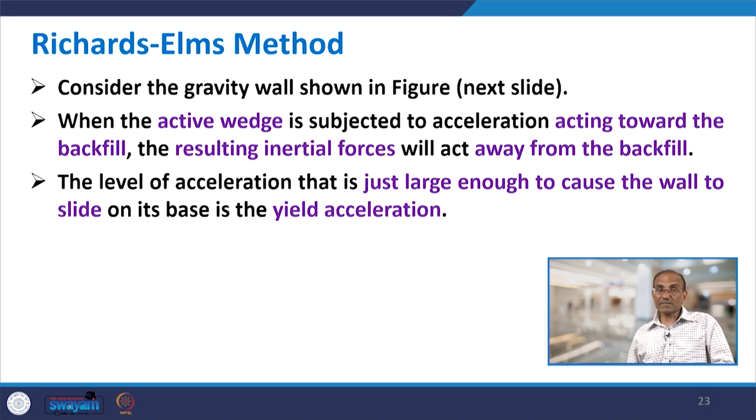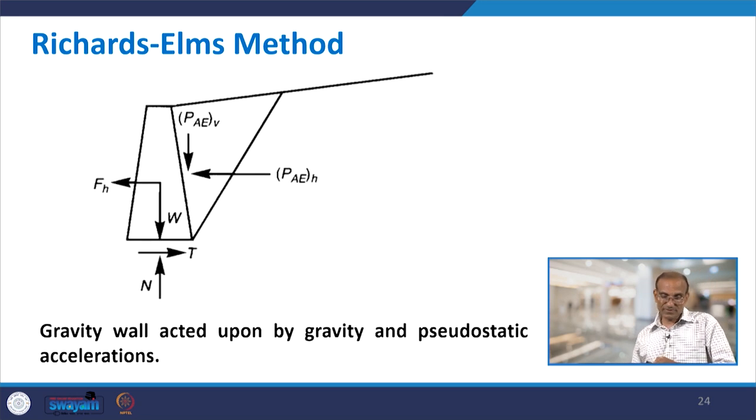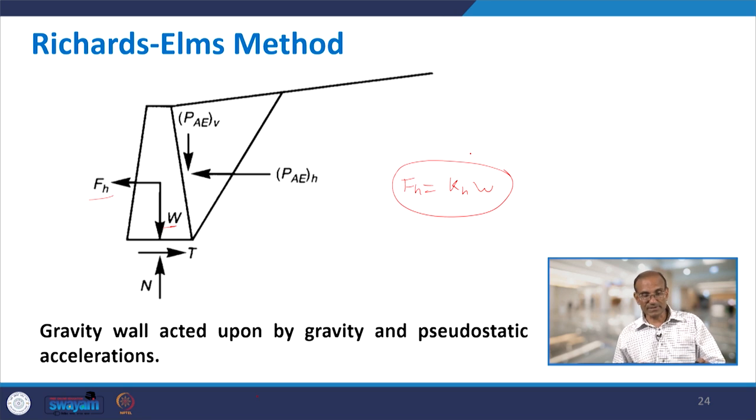So, for an application of the Richards-Elms method, let us consider the gravity wall which is shown in the figure, and in this gravity wall, this is the wall. What is W? Capital W is the weight of the wall itself, which always acts vertically downward. FH is the horizontal force applied due to, let us say, the earthquake, which is normally kH into W, acting in the outward direction for the active pressure condition. The total active pressure PAE can be divided into two components, one is the horizontal component PAEH and the other is PAEV. Then at the base of the wall, you have the reaction in the form of normal reaction N and thrust T.